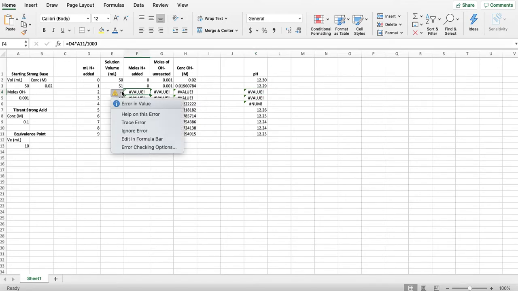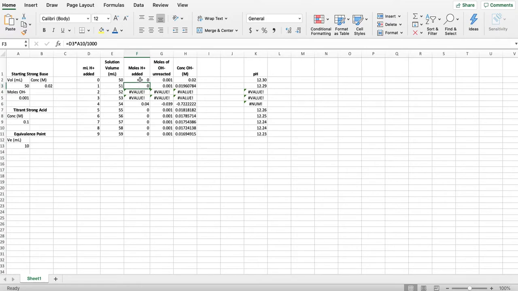I think I'm referring to something wrong. I forgot to put a $ sign on A9, right? So what happened was when I scrolled down, it moved from here to here, and then error, error, then number, and then zeros. So I think that should be good.